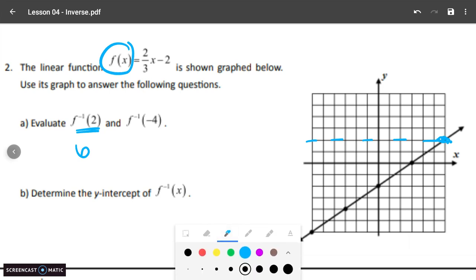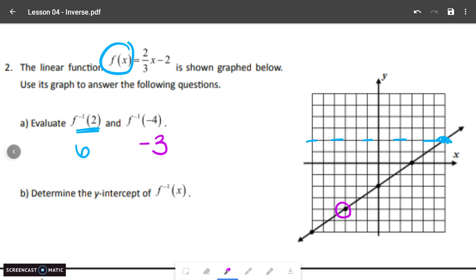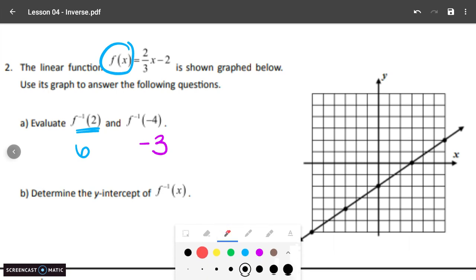If I do that again for -4, instead of the x, because we're switching x and y, we're going to be here at -3. Now, let's go a little bit further with that idea before we determine this y-intercept here. Think about each of these points that are on our graph. This point right here, that's the point 6, 2. If I switched x and y, that point's now going to become 2, 6.